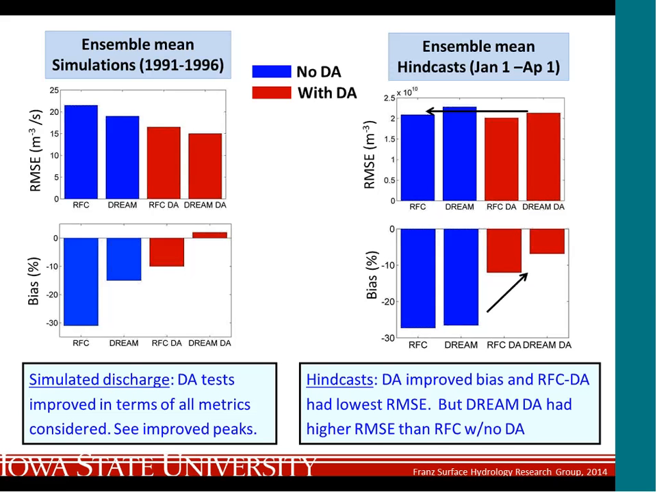And we actually have an example here where, using this other set of parameters, the DREAM set of parameters, we're doing worse with the DA than we would be if we just simply used the RFC parameters without the DA. So these results were a little bit disappointing with respect to root mean square error. However, bias in this ensemble mean forecast definitely was improved with the use of DA.